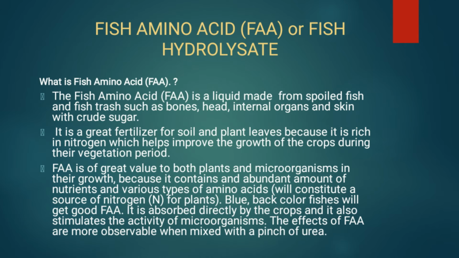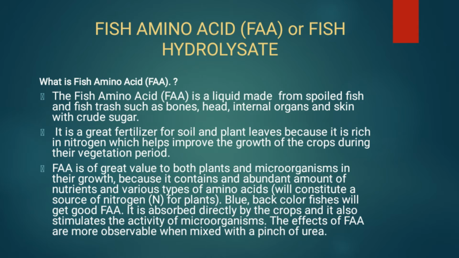So, what is fish amino acid or FAA? The fish amino acid is a liquid made from spoiled fish and fish trash such as bone, head, internal organs, and skin with crude sugar. It is a great fertilizer for soil and plants because it is rich in nitrogen, which helps improve the growth of the crops during their vegetative period.